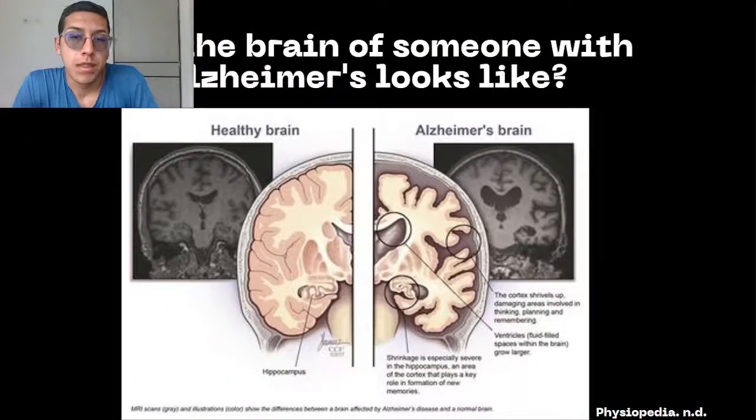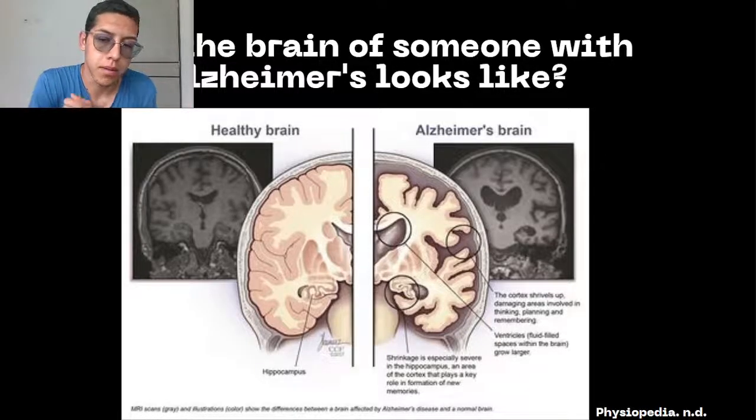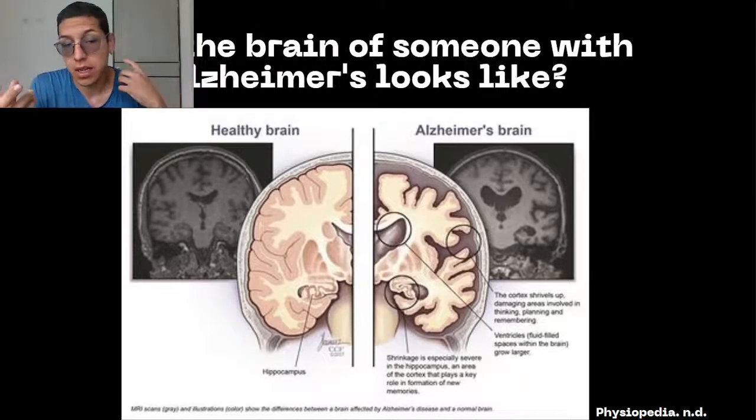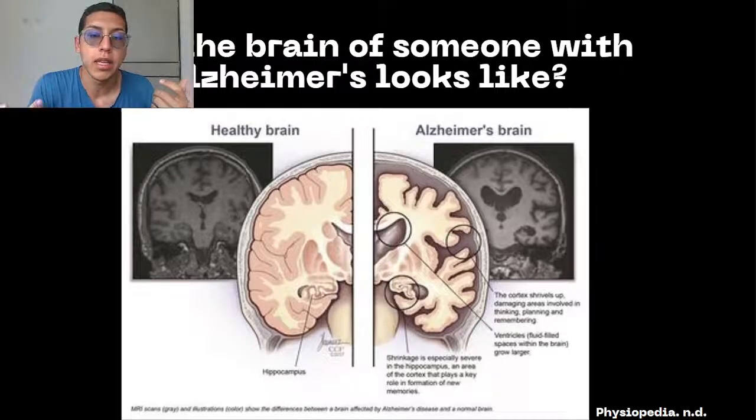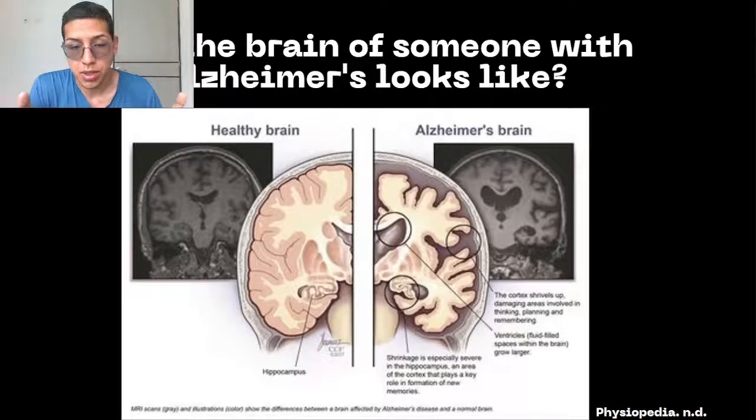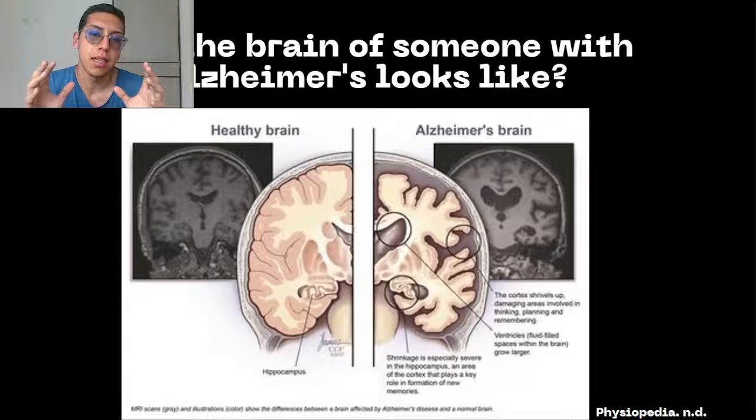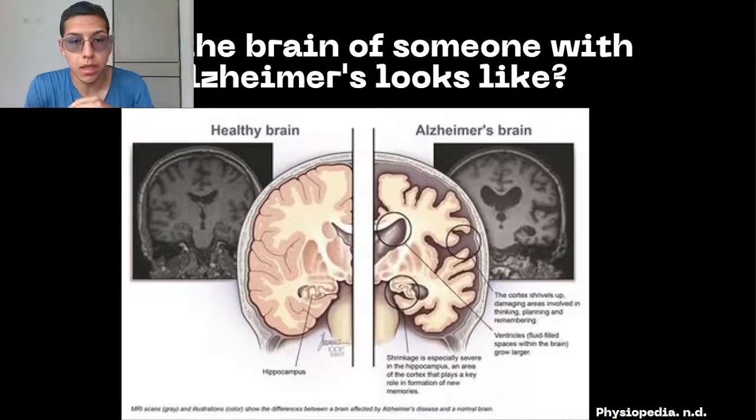Well, what does the brain of someone with Alzheimer's look like? Here we can see this picture that compares a healthy brain with an Alzheimer's brain. The easiest trait to see is that the volume of the brain is reduced. It is degenerated.